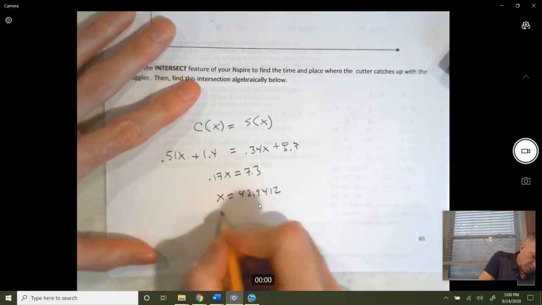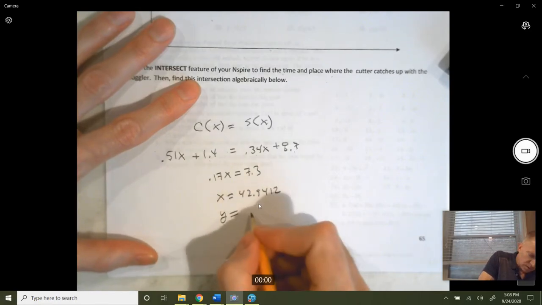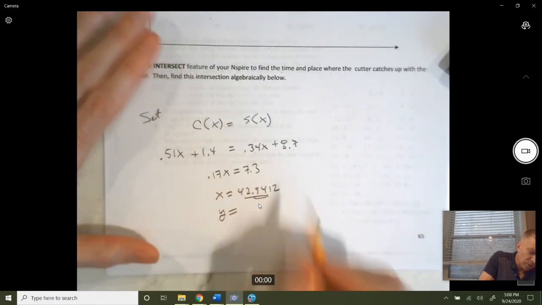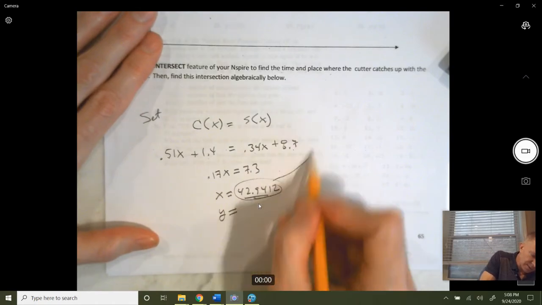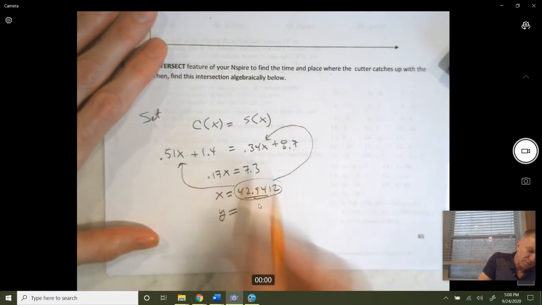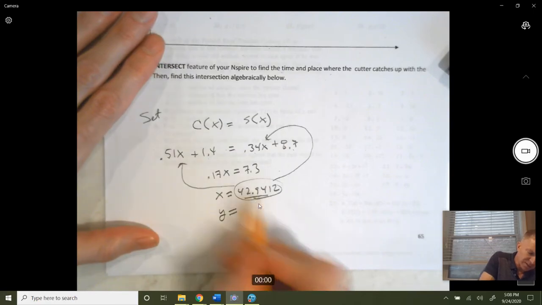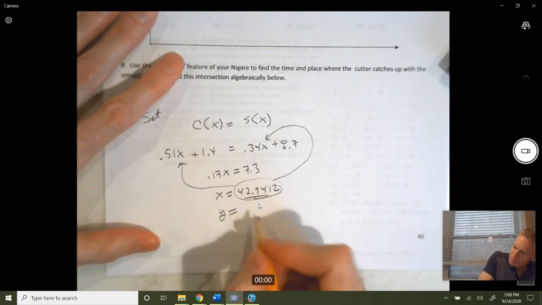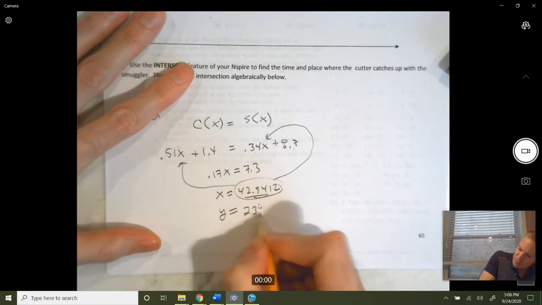And the y value will equal... You can just plug that into either equation. You can plug that in either on this side, or you can plug that in over here. And you should get the same thing because they should be equal. That's the x value that makes these two y values equal. So the y value is 23.3.